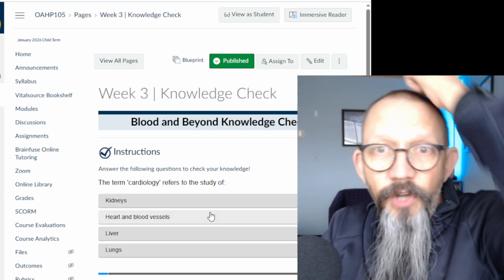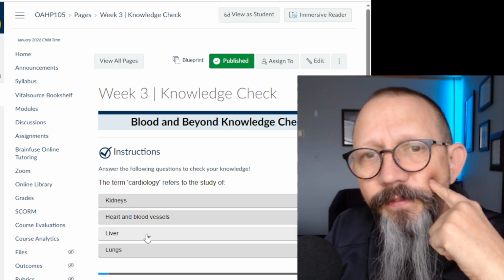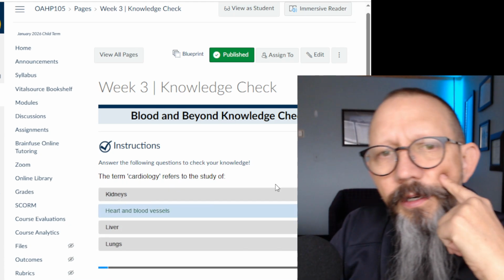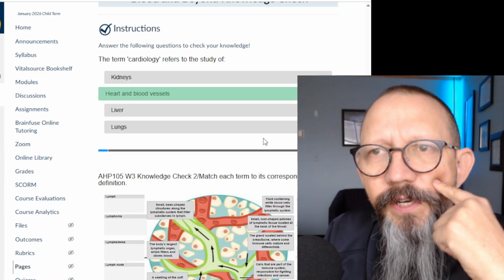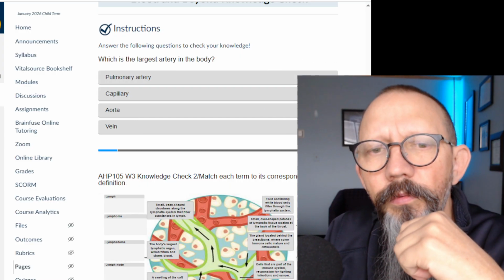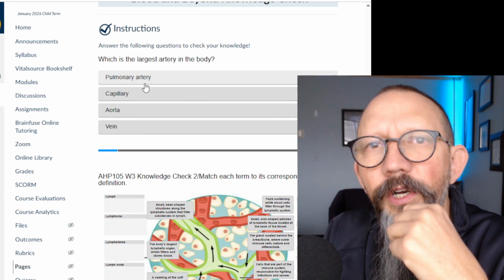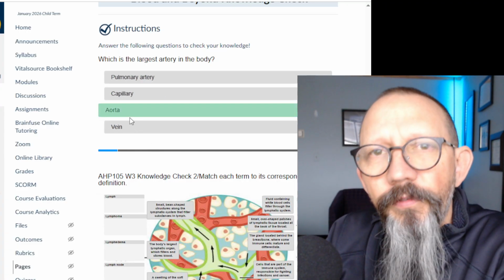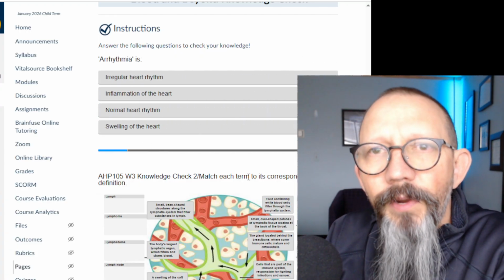Instructions. Okay, so knowledge. So we have kidneys, heart and blood vessels, liver and lungs. Now, the term, duh, right? Heart and lungs, you guys know that. Heart and blood pressure. Which is the largest artery of the body? Okay, pulmonary artery, no. Aorta is the big guy. Check, is it right? Yeah, it's right.